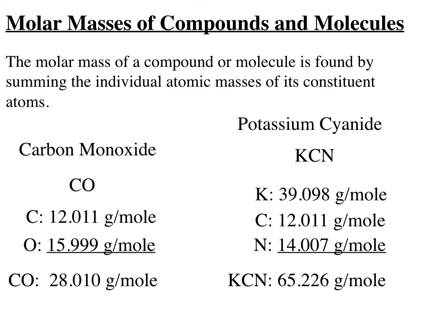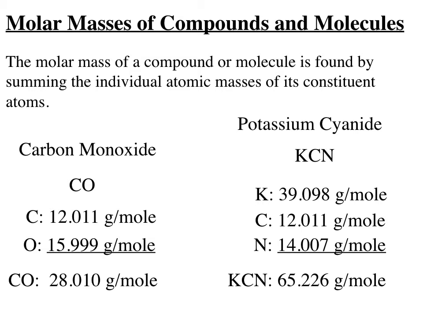On the right, I show the same idea for potassium cyanide, KCN. I turn to my table, find the molar mass of K, find the molar mass of C, find the molar mass of N. Adding them together, I would get the molar mass of potassium cyanide as 65.226 grams per mole. So if a recipe calls for using a mole of potassium cyanide, I would go to the scale and weigh until I had 65.226 grams in order to accomplish that mole.